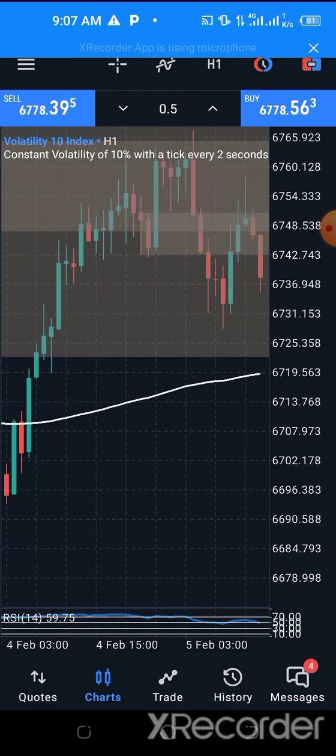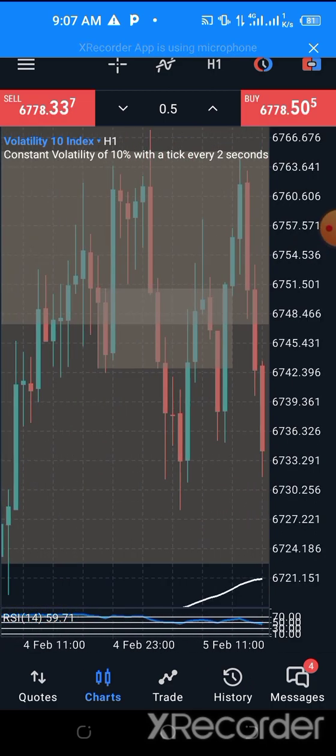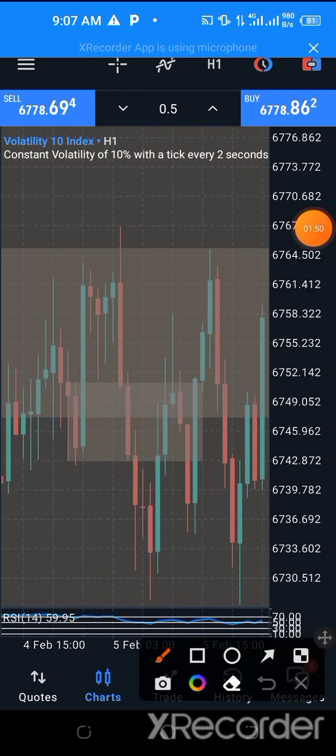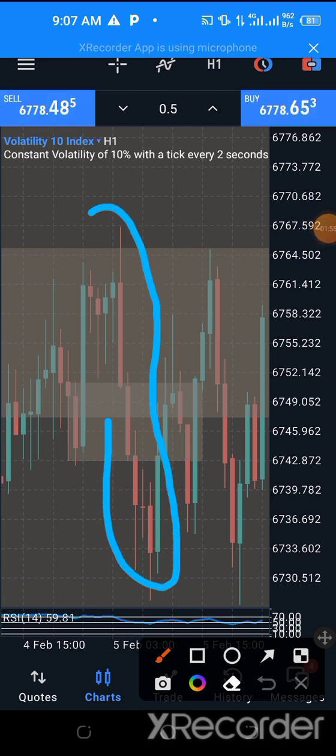There was a pullback. There was a pullback that was coming this way. This pullback came down and created a swing low.